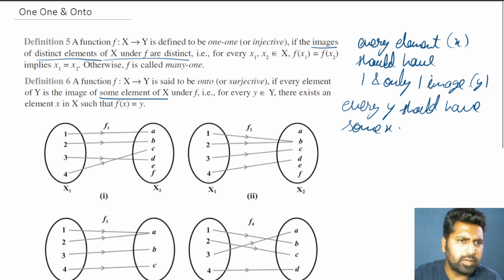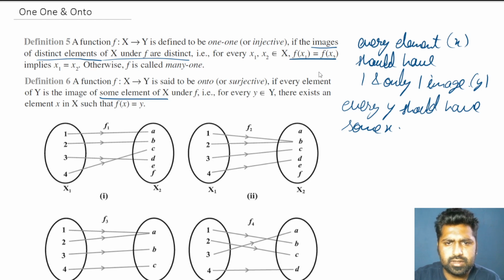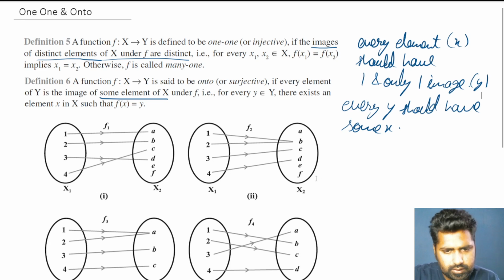From a theoretical point of view, if we want to prove some function is one-one, the implication is this: if we consider f(x1) is equal to f(x2), that means x1 should be equal to x2. We'll deal with this later. Right now you understand only this: every x should have one and only one y. So let's check one-one for the functions.